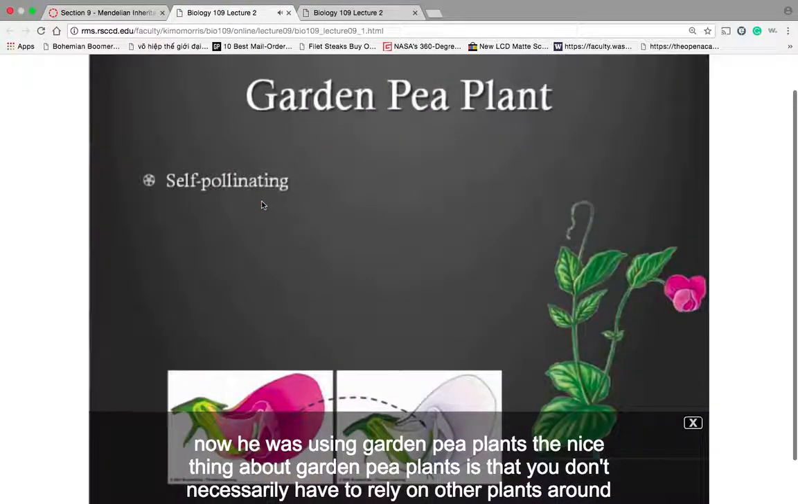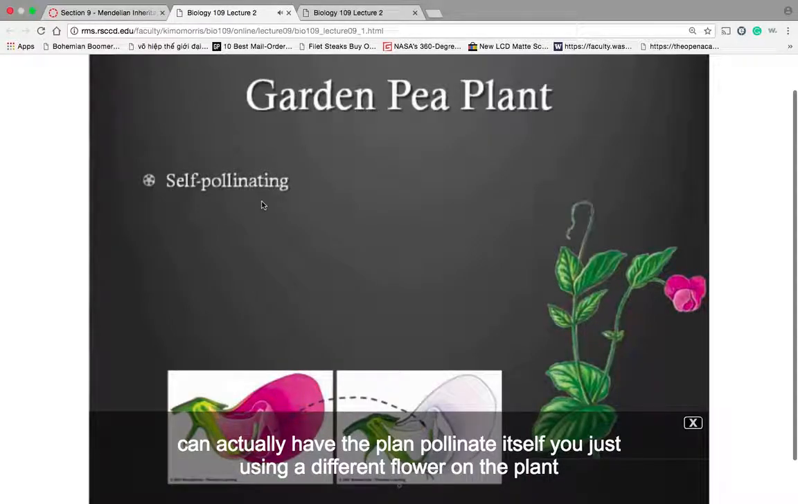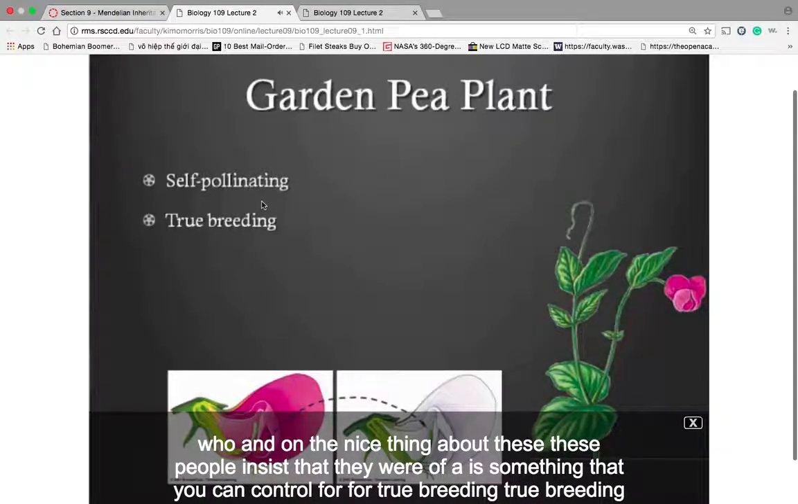Now, he was using garden pea plants. The nice thing about garden pea plants is that you don't necessarily have to rely on other plants around you in order for fertilization to take place. You can actually take a pea plant and self-pollinate it. You can actually have the plant pollinate itself. You're just using a different flower on the plant. And the nice thing about these pea plants is that it is something that you can control for true breeding.